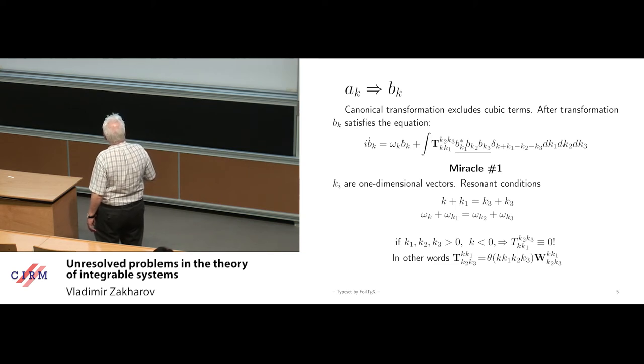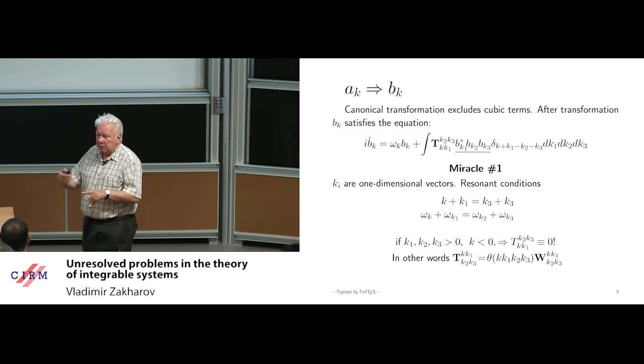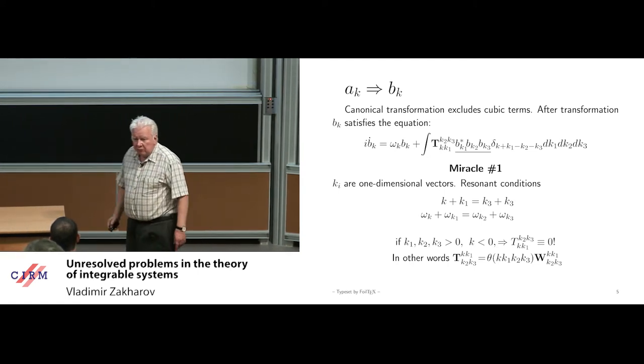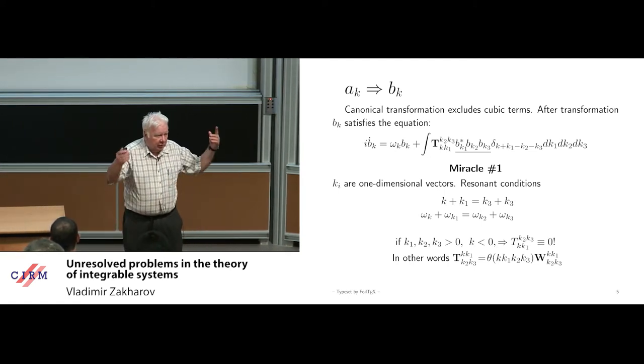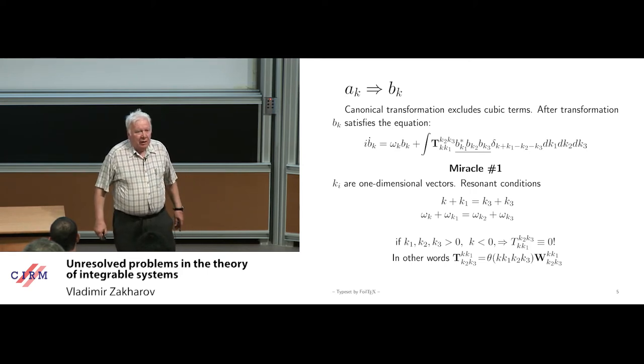In one miracle, number one, if you study the four-wave resonant curve in the one-dimensional case, such that three vectors are directed in one direction, they can generate a wave going in the opposite direction. However, the amplitude of this process is identically zero. You have a long expression, and then all terms cancel.